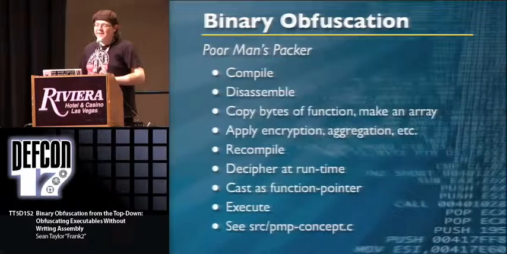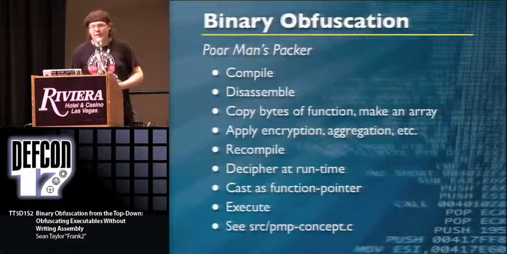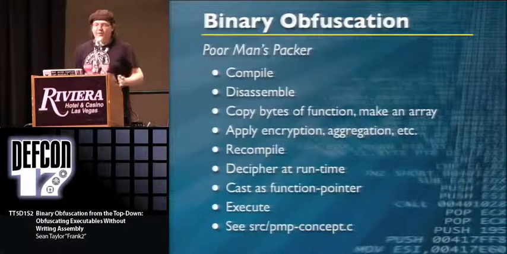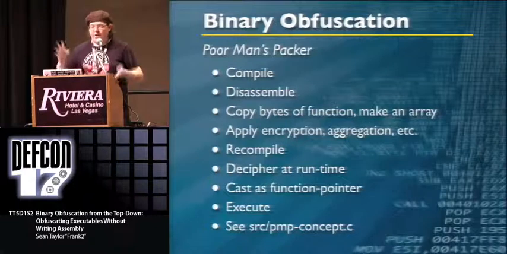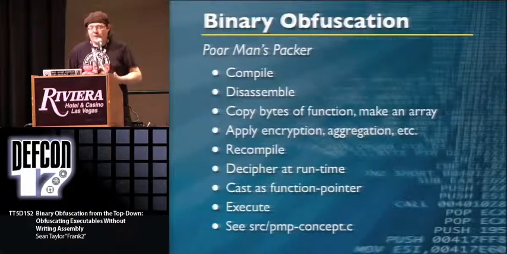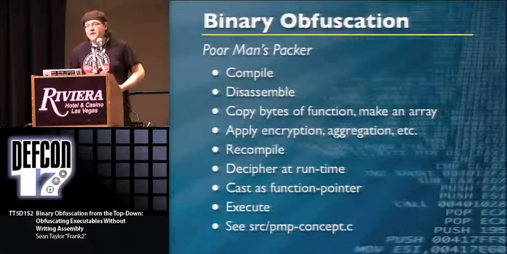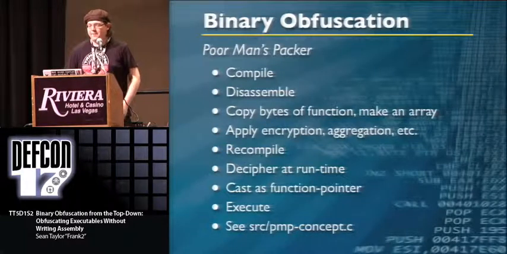So here are basically the ridiculous steps I take in order to actually accomplish a poor man's Packer. First we compile it, then we disassemble it, then we copy the bytes of that function and we make it an array. Then we apply encryption or obfuscation before compile time in order to make our data all messed up and weird. Then we recompile it, and then it gets decrypted or deciphered at runtime. Then we make that a function pointer and we run it. The PMP concept.c on the CD-ROM will give you an example of this. It's a very simplified example.